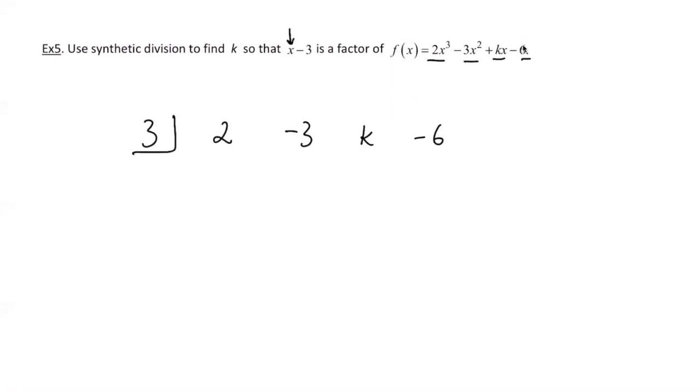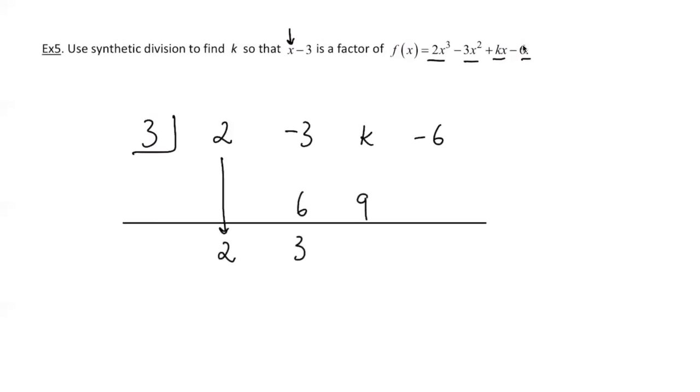Let me go ahead and make the line more horizontal, since I could. We always bring down the first number, so 2 comes down. 2 times 3 is 6. All right, and then -3 plus 6 will be a positive 3. 3 times 3 is 9. So we have here now. This is where things are going to be a little bit strange, yet it's going to require your full attention.